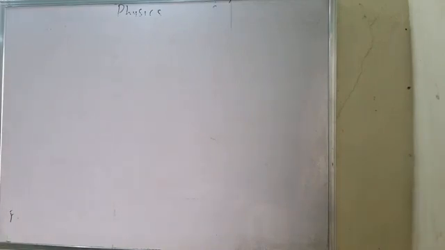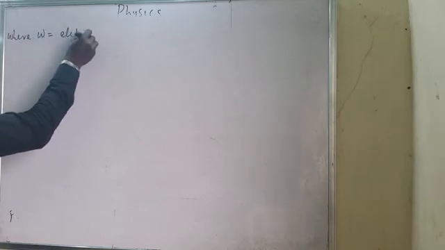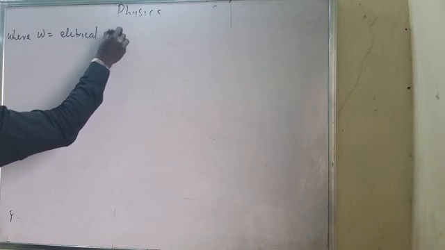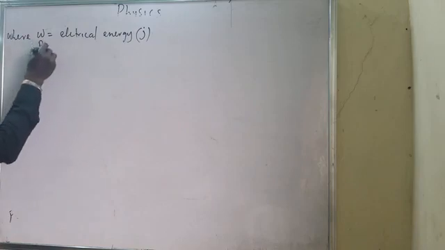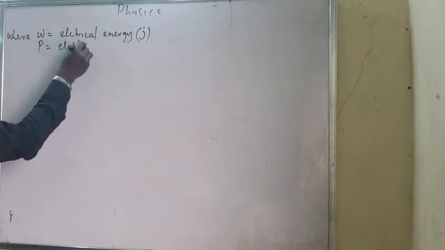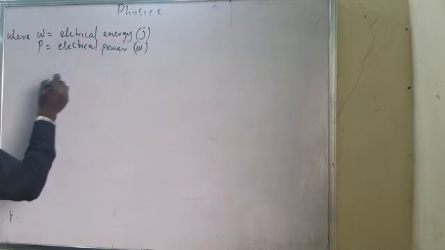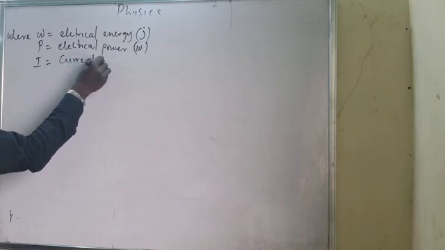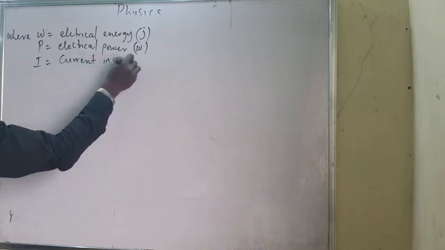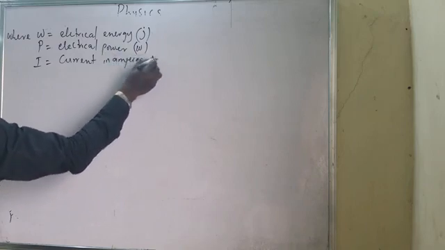Now, W is always called electrical energy, which is in joule, and P we call electrical power, which is always in watts, and I we call current, in ampere, which is always in A.